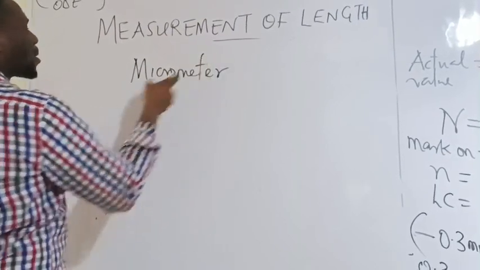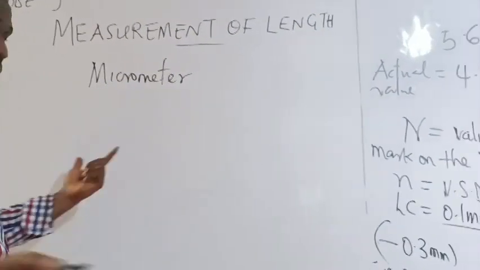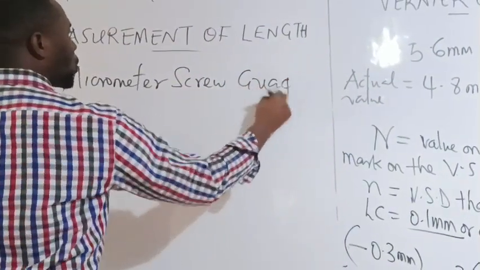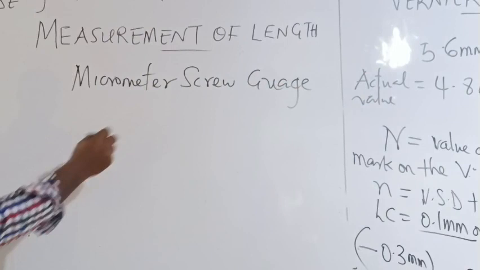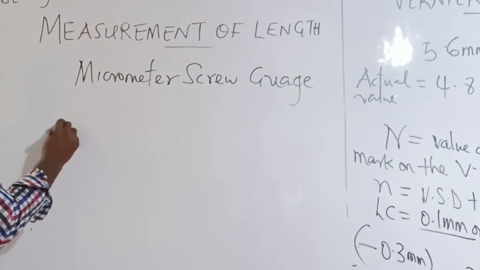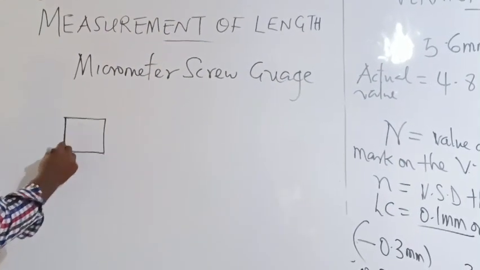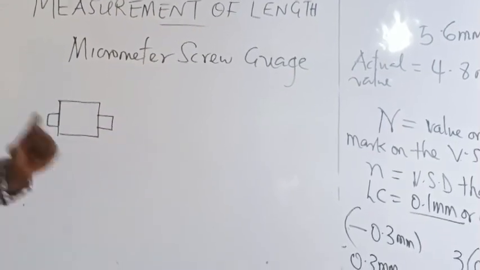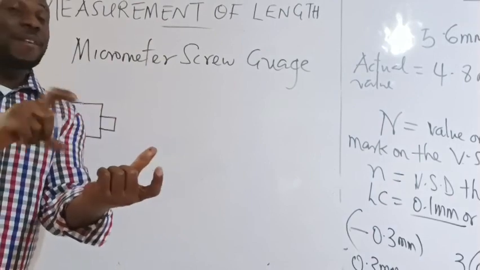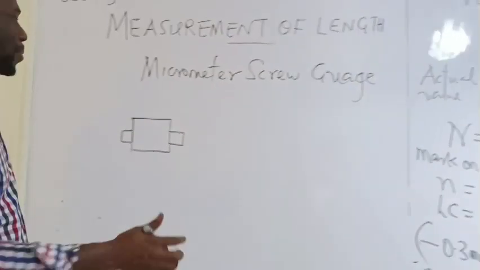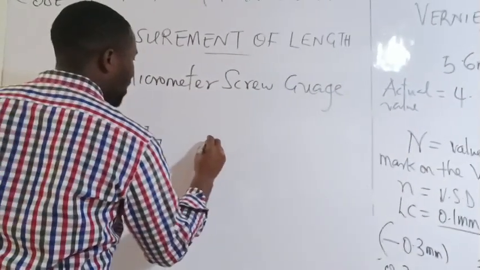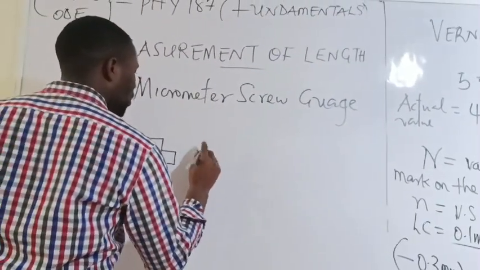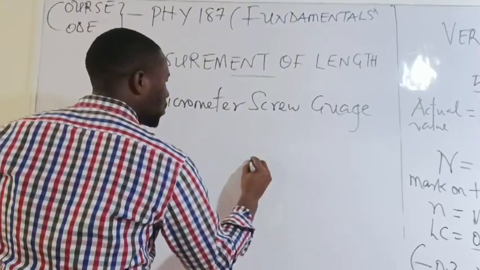Now, micro is 10 to the power minus 6. We'll see that shortly, the micrometer screw gauge. Now, this is just a scale that has a nut here. Then I have screws, finely threaded screws. This is a nut. This is another nut here.